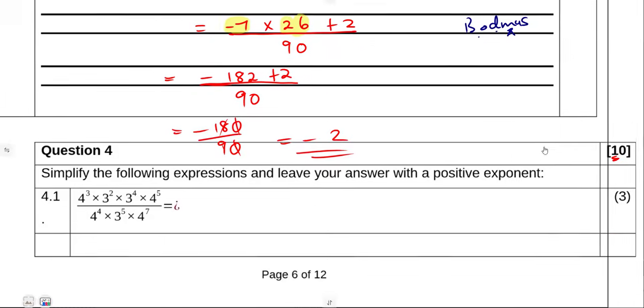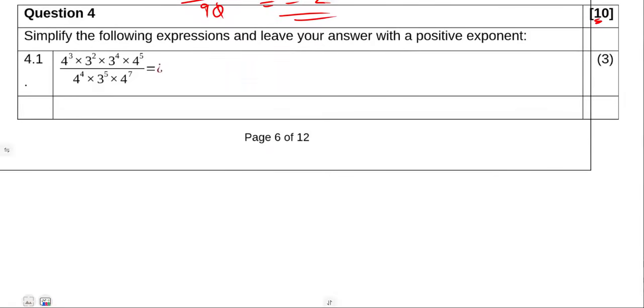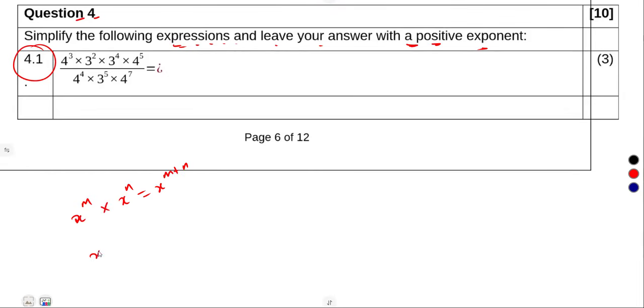Then let's move on to question number 4. Simplify the following expressions and leave your answer with a positive exponent. So applying the laws of exponents, same base under a multiplication, you are going to simply add the exponents. Under a division, you are going to subtract your exponents. So that was the consideration.